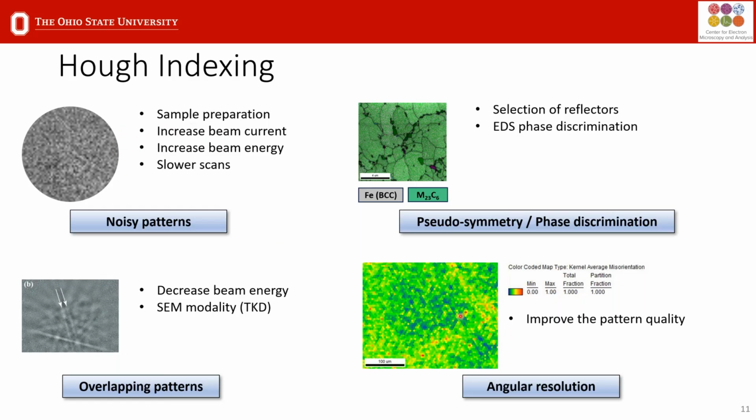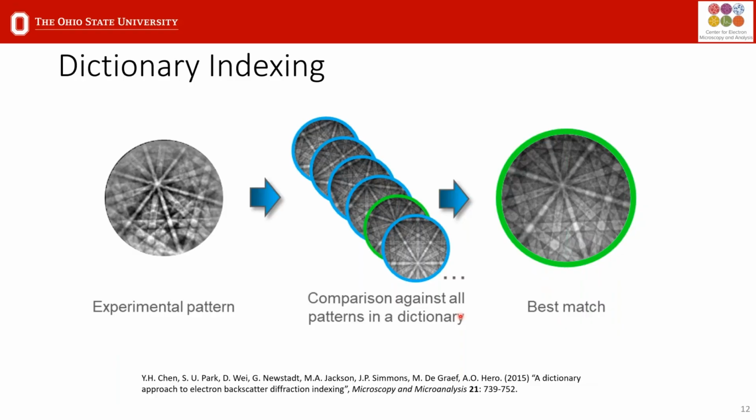Okay, so with the practical things that you can do experimentally to improve your analysis, you can also change the algorithm. So I've explained the normal Hough-based indexing, and with Hough-based indexing, you're just using the position of the bands, and you're not taking the intensities of the pattern into account.